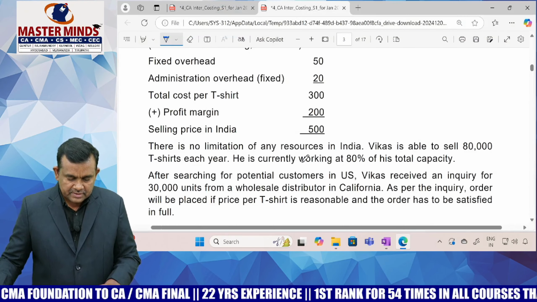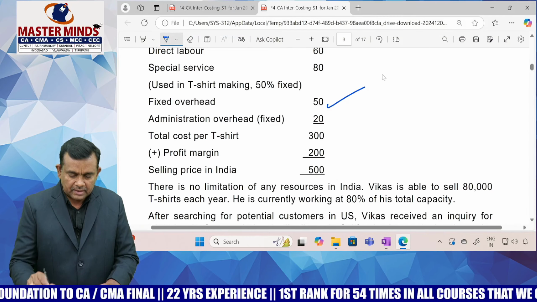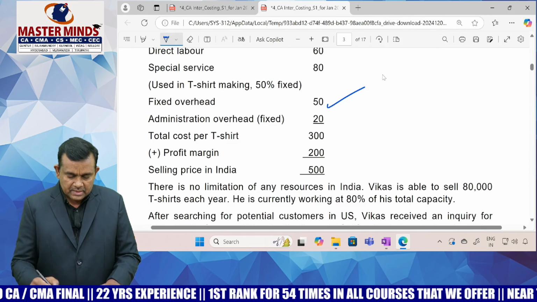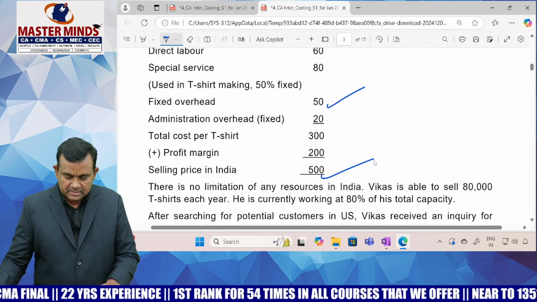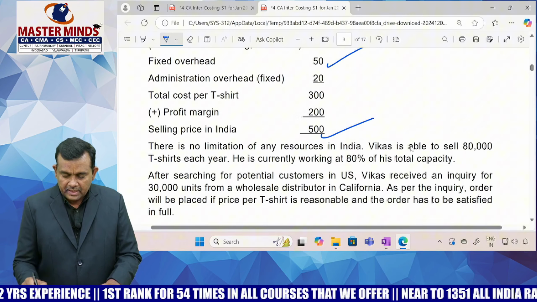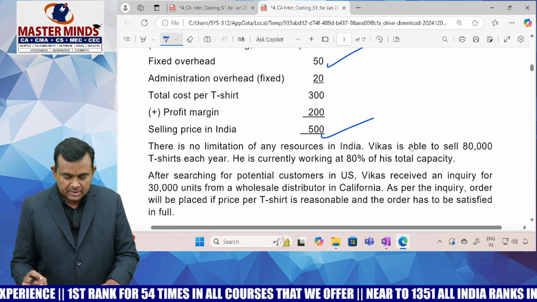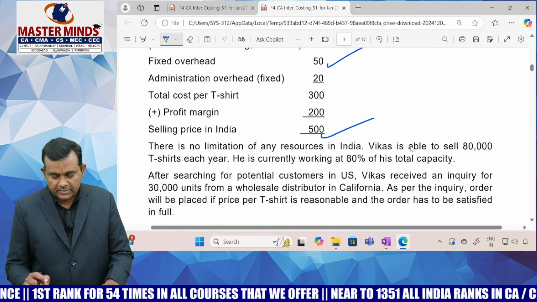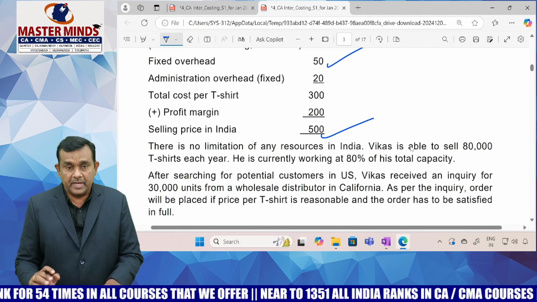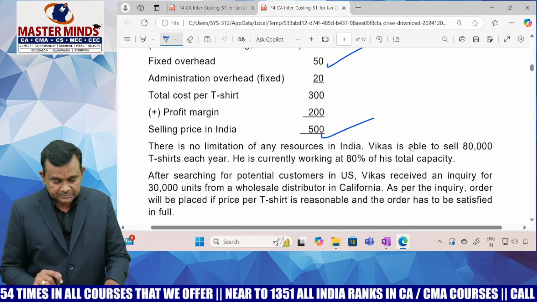Next, collect the fixed cost elements and calculate the fixed cost. Next, sales are directly given, so please collect the sales amount. Here the company is able to sell 80,000 t-shirts each year. It is currently working at 80% of its total capacity, so spare capacity is 20%.